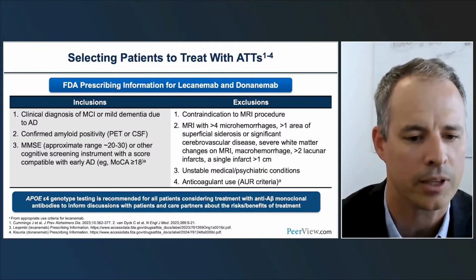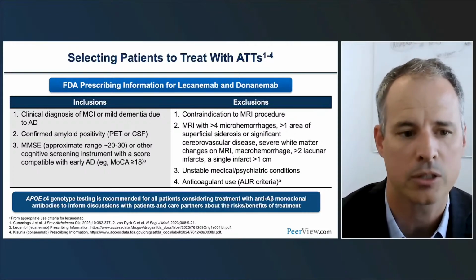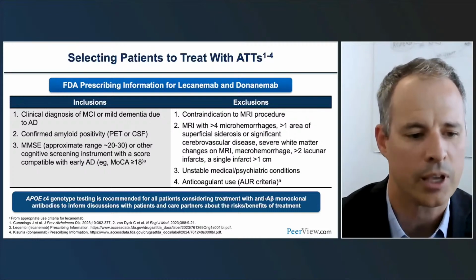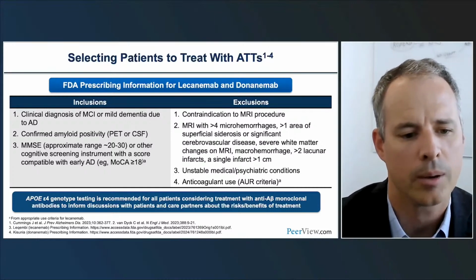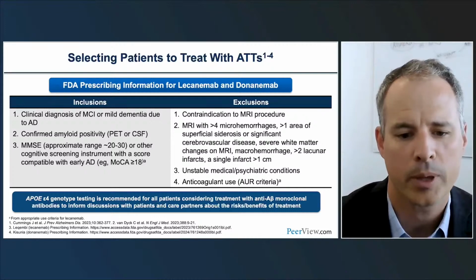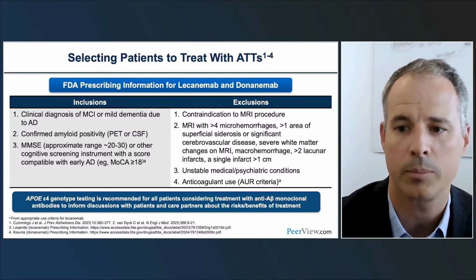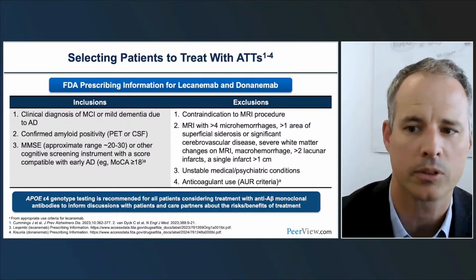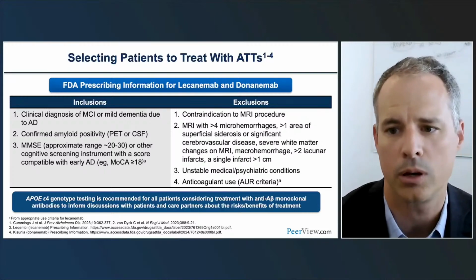ApoE4 genotype testing is recommended for all patients, both by the FDA and the appropriate use criteria, and is really important for informing discussions with patients about their risk-benefit of treatment, which is something we'll discuss in more detail as we go along.